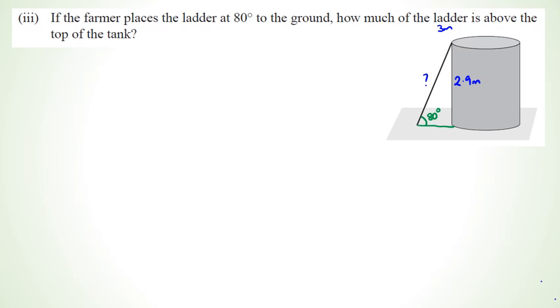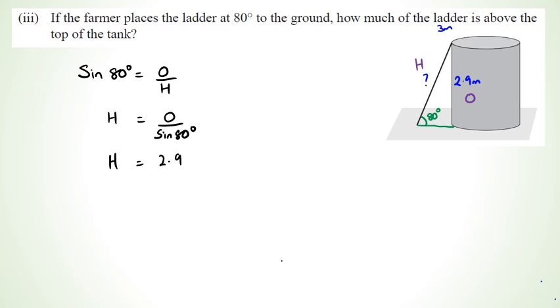So using SOHCAHTOA, we have this as the opposite and this as the hypotenuse. Okay, so then we have sine of 80 degrees equals opposite over hypotenuse. And so in this case, h is then equal to opposite divided by sine 80. So h is equal to 2.9 divided by sine 80. So when we do this, we actually get h is equal to 2.94 meters.